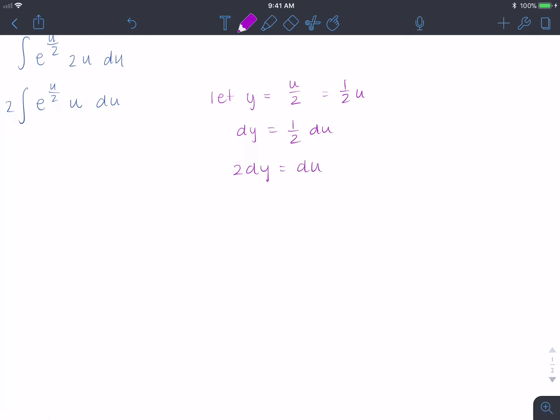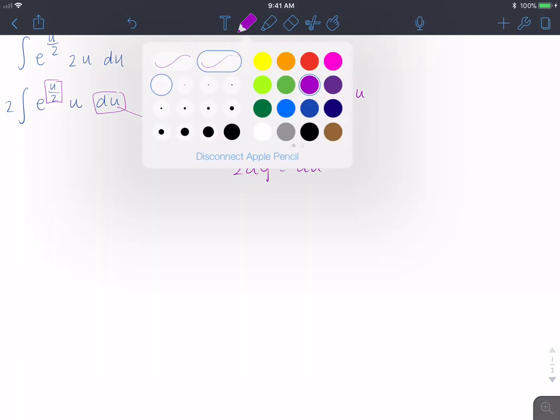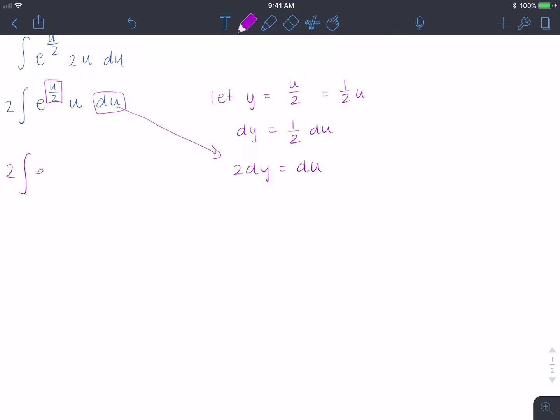So now we can replace this here directly with y, this directly with that. However, now we have a u, and we substituted a u over 2. So if we rewrite this as u over 2 times 2 du, that doesn't change anything. These are equal. So now we can replace it directly with y. We have 2 e to the y, 2y, and then 2 dy.